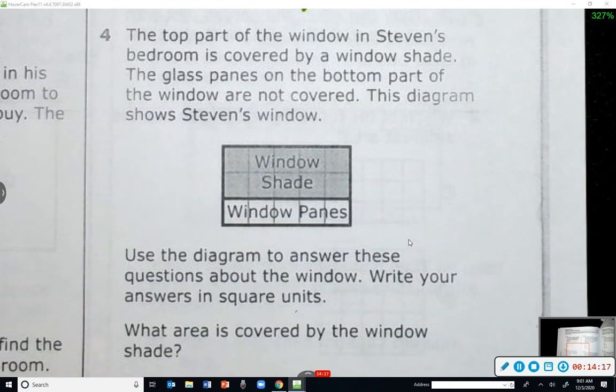Number 4. Do you have a question, Gregory? Yeah, are we going to do this whole page today? Not this page. You're going to do the second one.